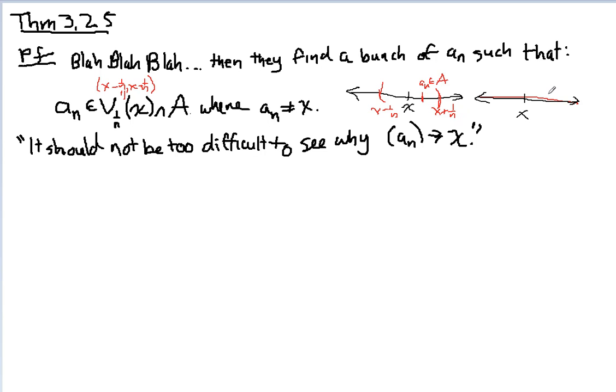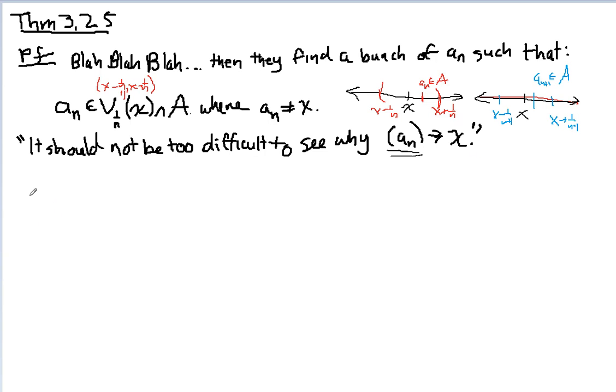But what they also do then is for 1 over n plus 1, they get another epsilon neighborhood, x minus 1 over n plus 1, right? Because n can be anything. It doesn't just have to be a single thing. They're creating an infinite number of these. And then they get another a sub n plus 1 that's in there. So they're getting an infinite number of these, and that creates a sequence. And then why does it converge to x?